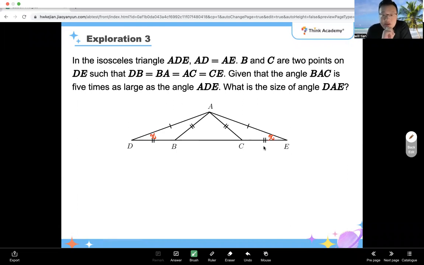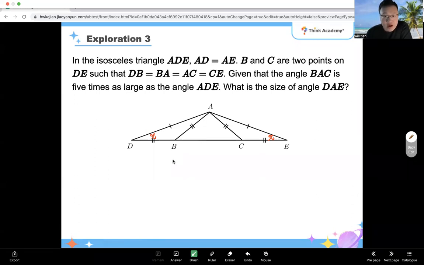Okay, and then let's see what do we have. It tells you that B and C are 2 points on DE such that DB equals AB equals AC equals CE. So guys, tell me how many isosceles triangles do you have in this diagram? Just count it and tell me how many. You can find how many isosceles triangles there are. Only 2. Someone said 2. Someone said 3. How many?